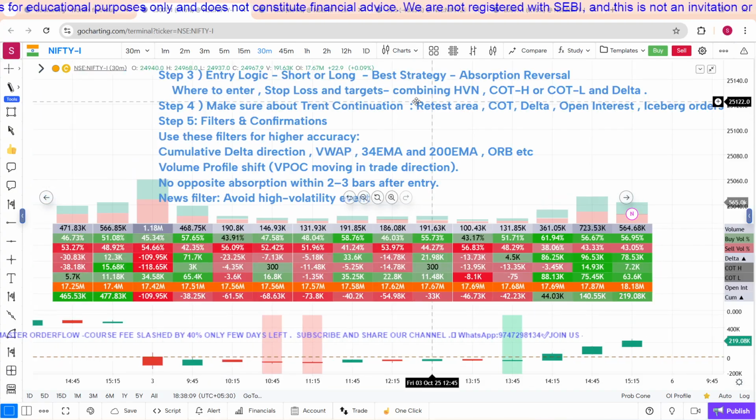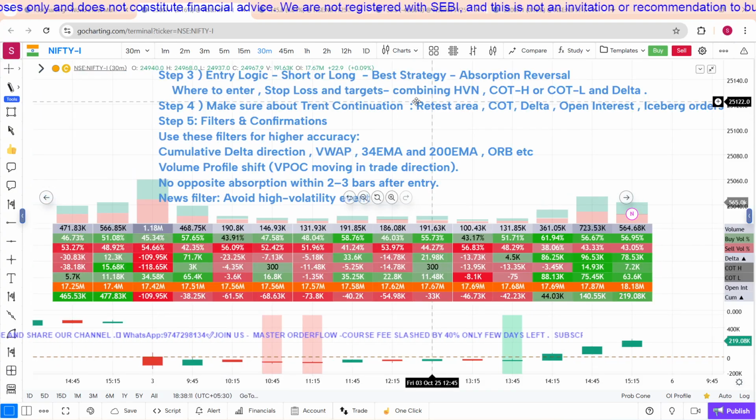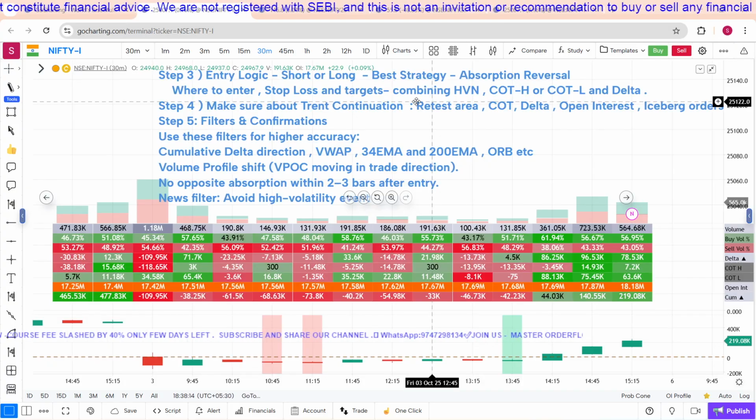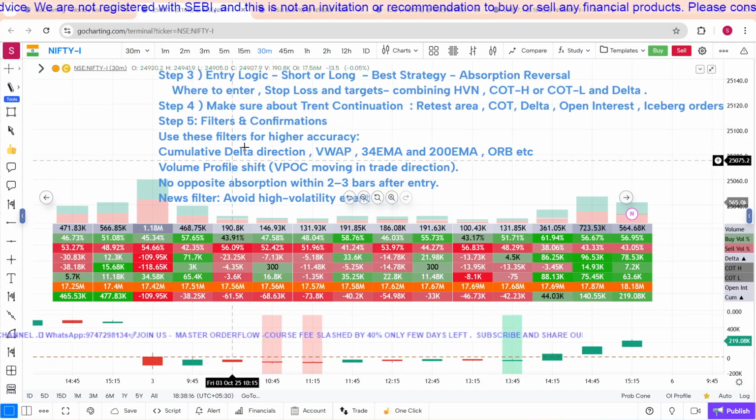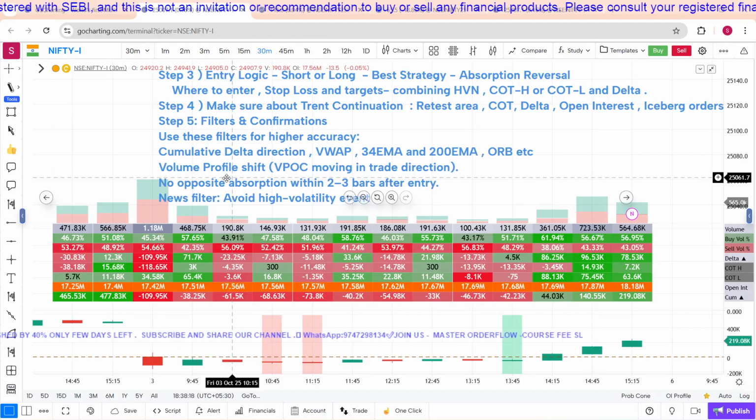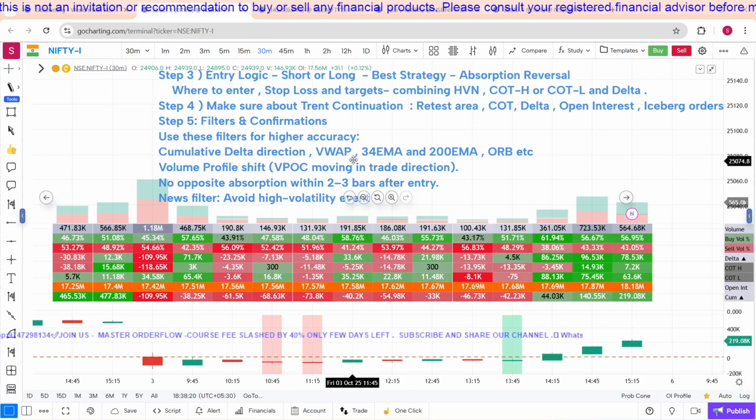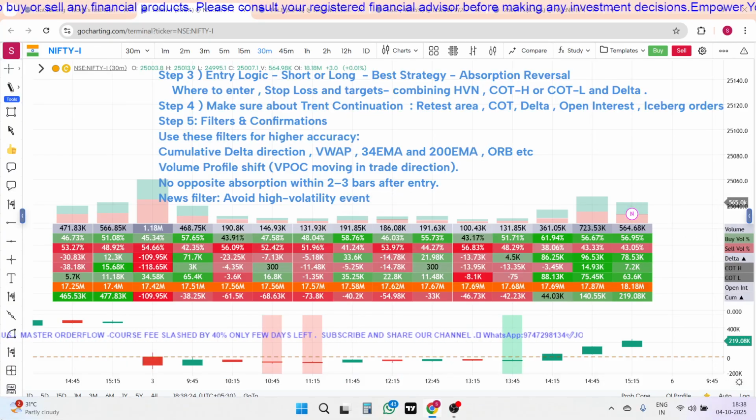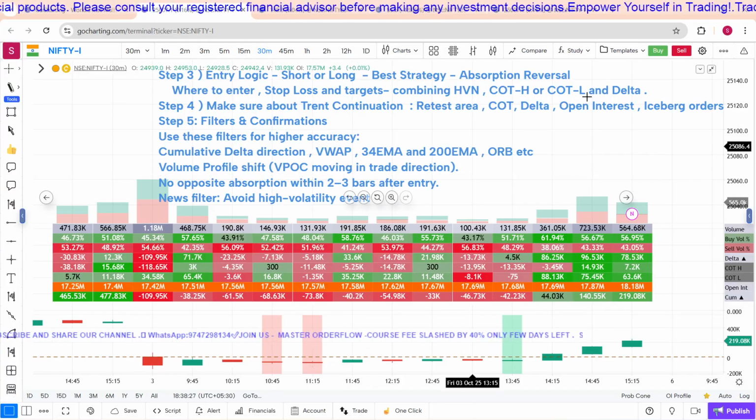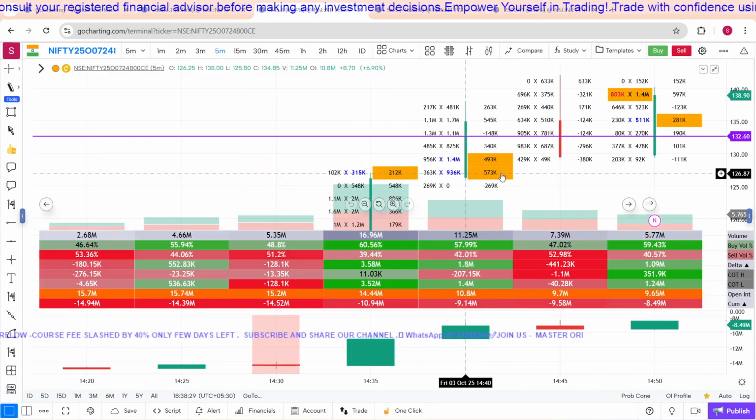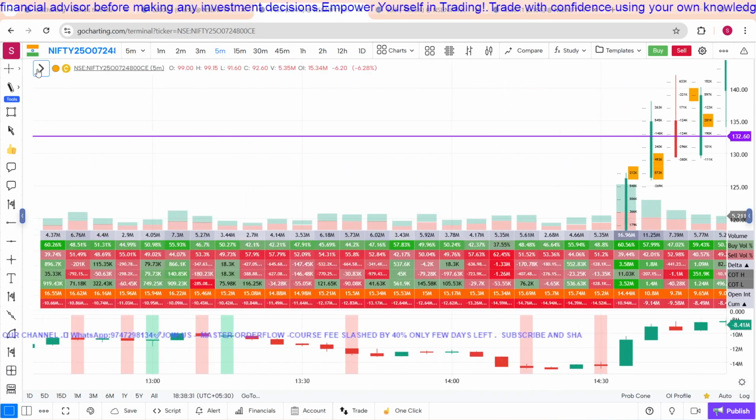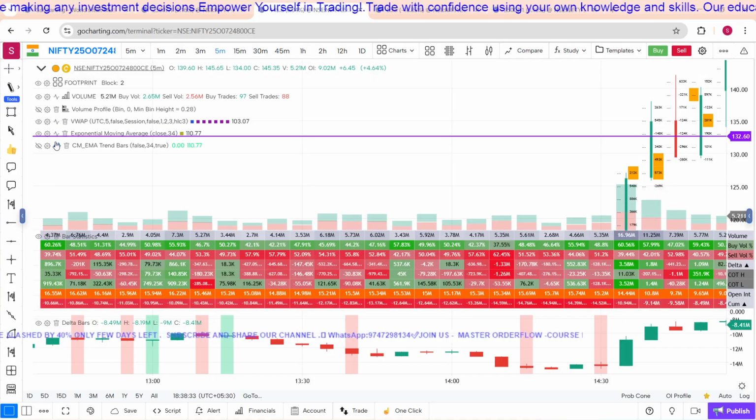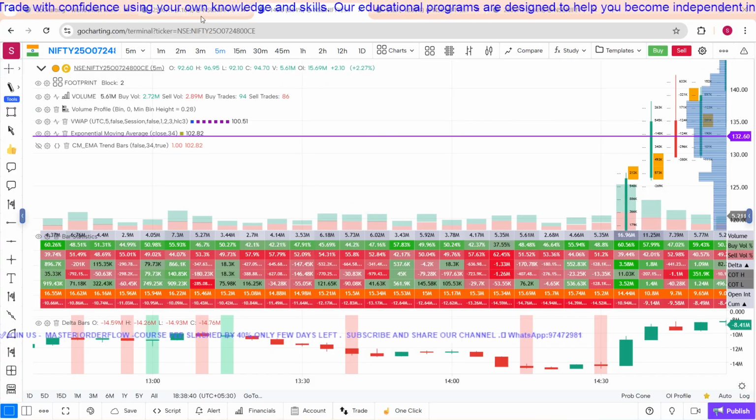What are all the steps we have studied? See the video once again. Step 5 means filters and confirmation: cumulative delta direction, VWAP, 34 EMA, 200 EMA, ORB, etc. we can take. Then volume profile shift. This is a very important thing. And this volume profile will shift from one point to another. It will move up. It is not here.